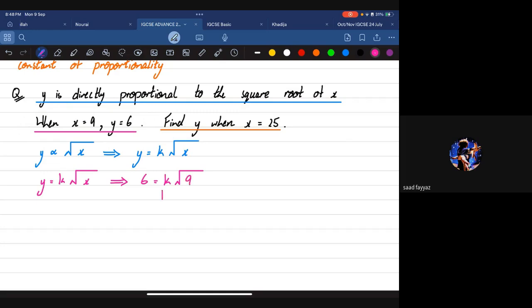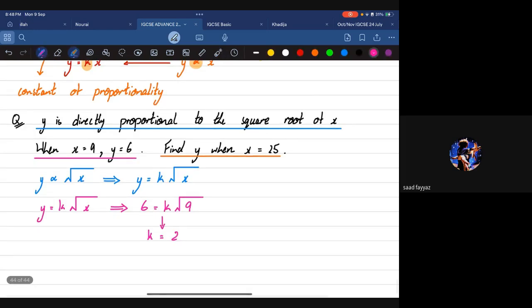Solving this further, can I get a value of k? Saad, can you tell us what the value of k is? The value of k is 2. How? Because the square root of 9 is equal to 3. So when 3 goes to the other side, it becomes division, 6 divided by 3, so it's going to be 2.